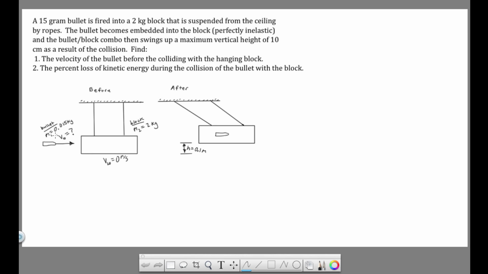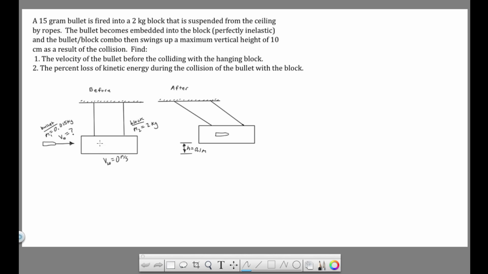So we're given the mass of the bullet as 15 grams, which we want to put into kilograms: 0.015 kilograms. The initial velocity of the bullet is not known. That's actually what we're solving for in the first question. We're given the mass of this hanging block as 2 kilograms, and it's initially at rest. It's just hanging there.